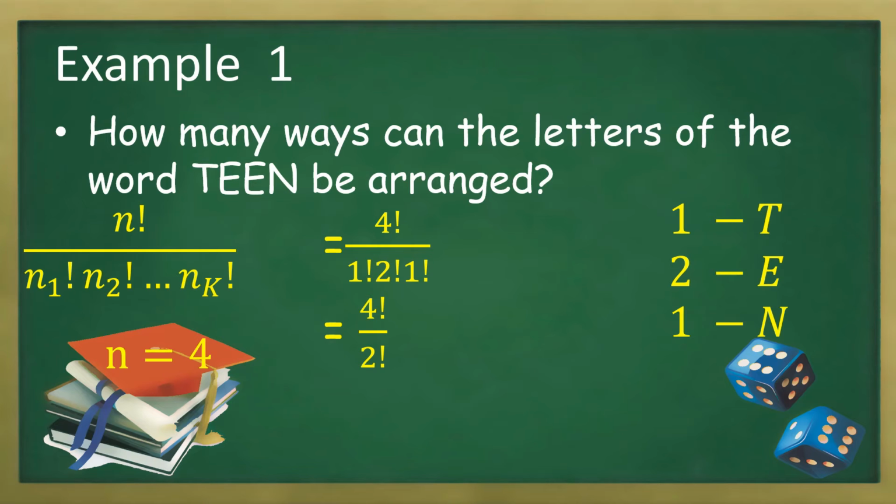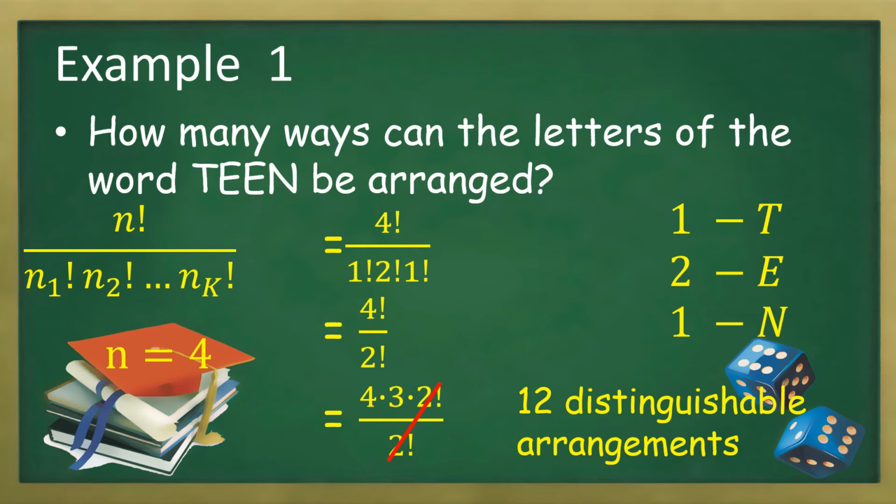To make it easier to solve for the distinguishable permutation, instead of listing all the kinds of objects on your denominator, we're just going to get the repeated objects on our denominator. Solving for this by reconciliation, we're going to expand 4 factorial up to 2 factorial so that we can cancel the 2 factorial on the numerator and 2 factorial on the denominator. Then that leaves us with 4 times 3, which will give us 12. So if we're going to arrange the letters of the word teen, we will have 12 distinguishable arrangements.